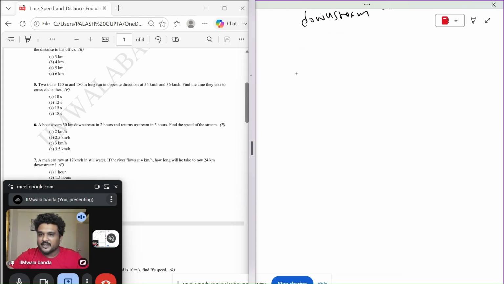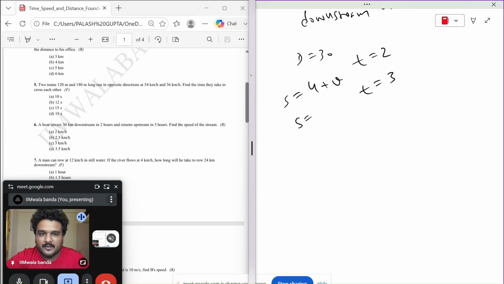A boat covers 30 kilometers downstream in 2 hours. Okay, so as soon as I get this information, I see that the distance is 30 kilometers. In my mind, the kilometer per hour mindset is there. And it goes downstream, which means U plus V, and it takes 2 hours. And then it goes upstream in 3 hours, and the upstream speed is U minus V. Now find the speed of the stream, not the boat, the stream. So we have to keep our eyes on V.